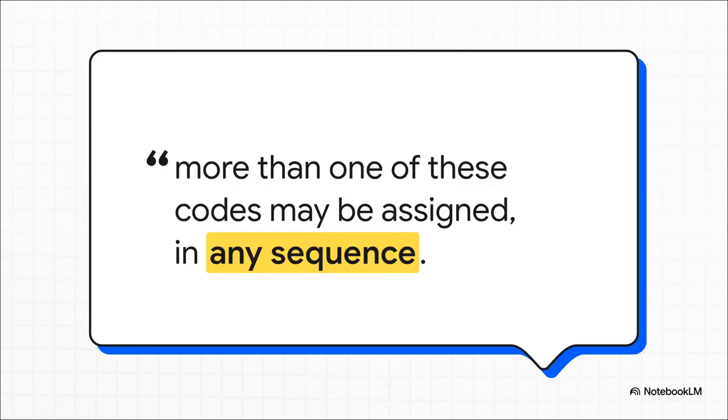Now, what's really interesting about this exact guideline is the phrase, "in any sequence." It proves the rules allow either Z code to be listed first, completely interchangeably. You could put radiation first and chemo second, or you could flip them. The automated claim scrubber will not punish you either way, just as long as they both precede the malignancy code. It's a really rare, brilliant piece of flexibility built right into an otherwise very rigid system.